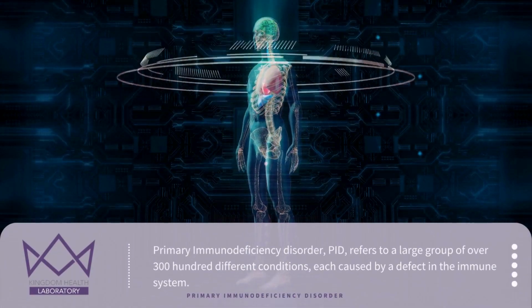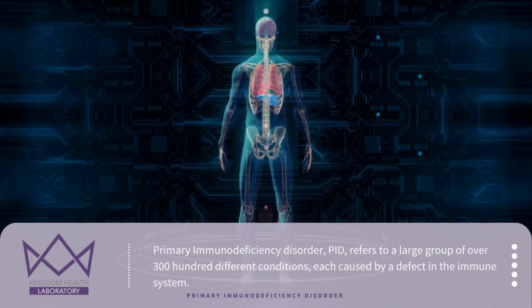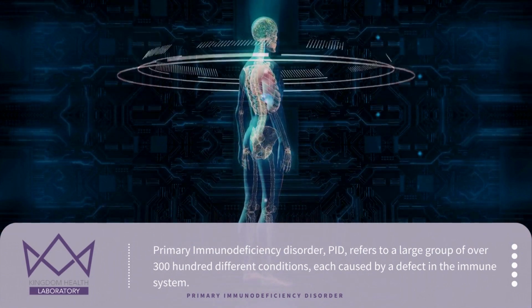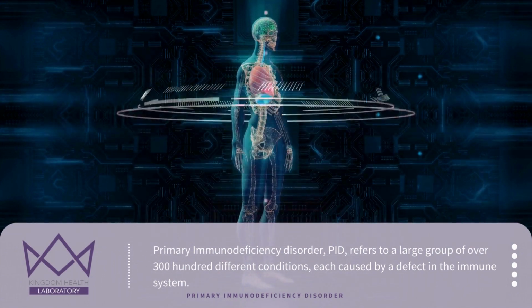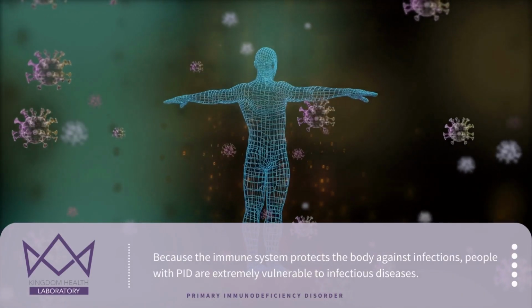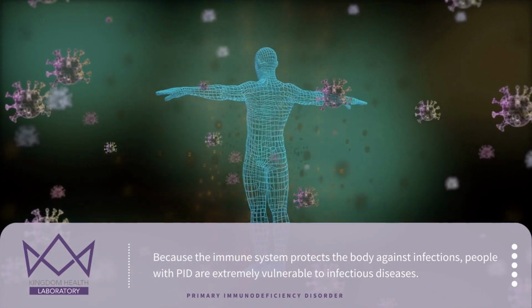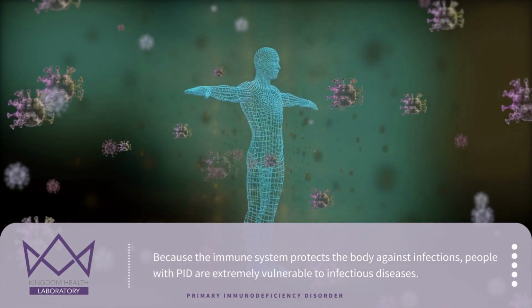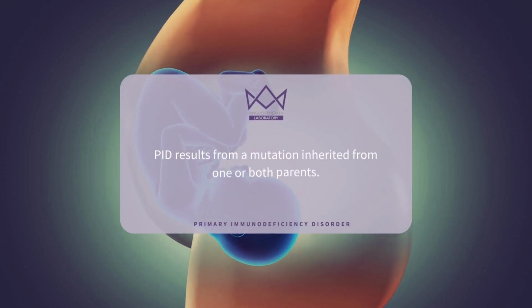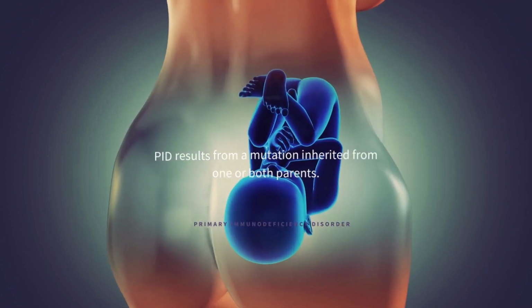Primary immunodeficiency disorder, PID, refers to a large group of over 300 different conditions, each caused by a defect in the immune system. Because the immune system protects the body against infections, people with PID are extremely vulnerable to infectious diseases. PID results from a mutation inherited from one or both parents.